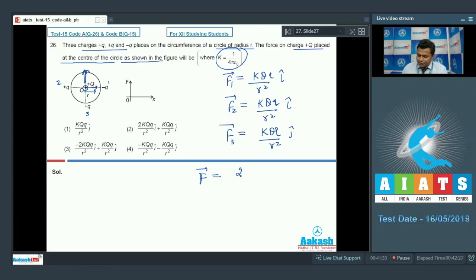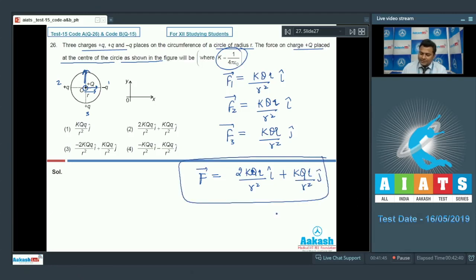We have 2kqQ upon r square i cap plus kqQ upon r square j cap. This is our final answer. Now let us try to find out the options. We can say that option number 2 is perfectly matching. Absolutely correct. Now move on to the next, that is 27 number.